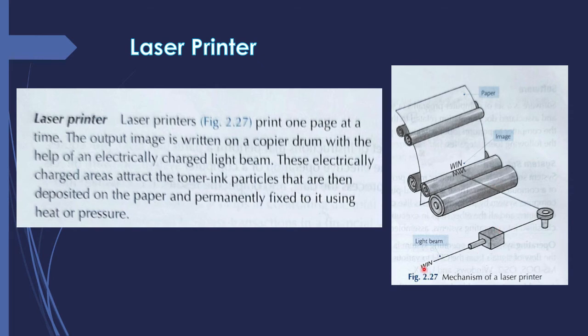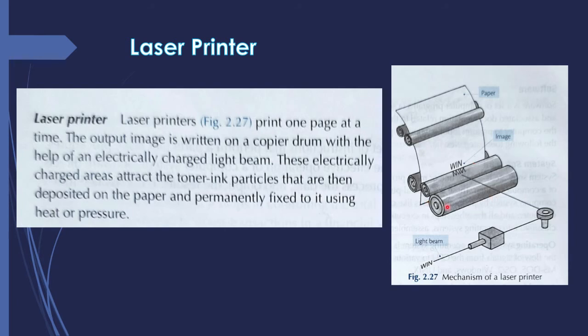This is the light beam that will be sent here, and here it will be electrically charged. And when the paper touches it, what will happen? The electrically charged areas attract the toner ink particles, which are deposited on this paper and permanently fixed, using heat and pressure. So this is the mechanism of a laser printer. With the help of the laser beam, it is heated onto the paper and permanently fixed on it. Okay.